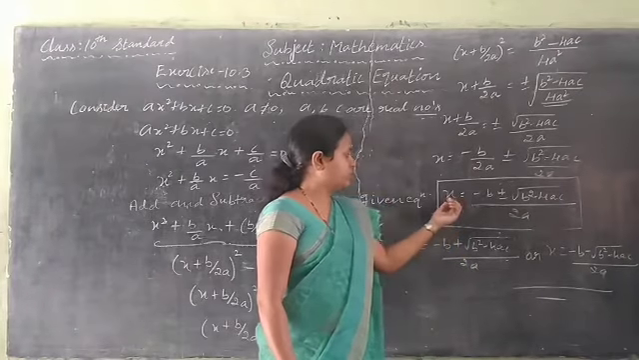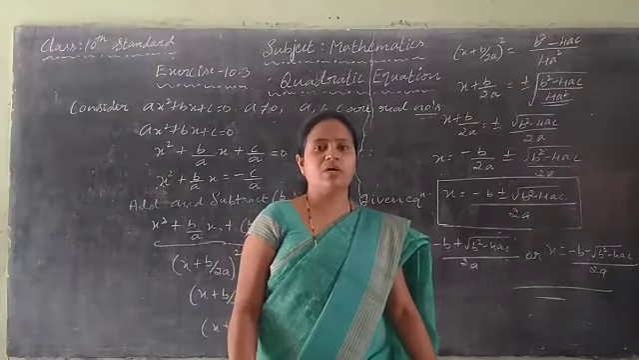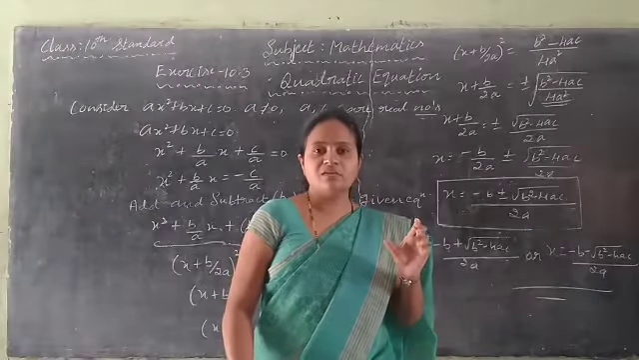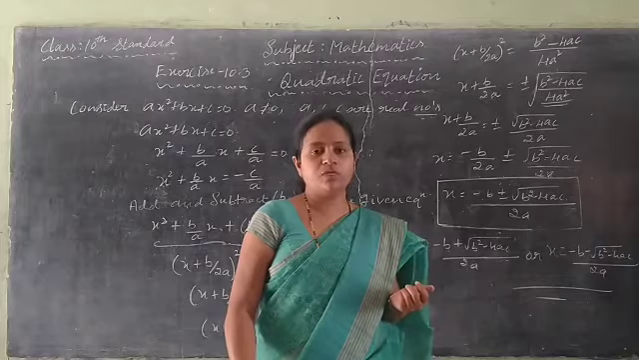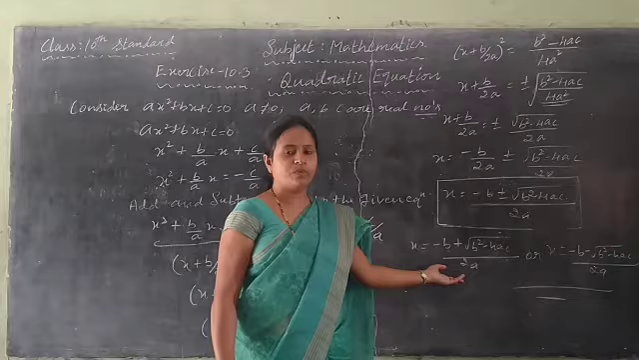As the denominators are same, we can add up the numerators. When we add, we are going to get x is equal to minus b plus or minus square root of b square minus 4ac divided by 2a. This is the formula which we are going to use to solve the equations. Then we can split and write like this. Understood? Okay.